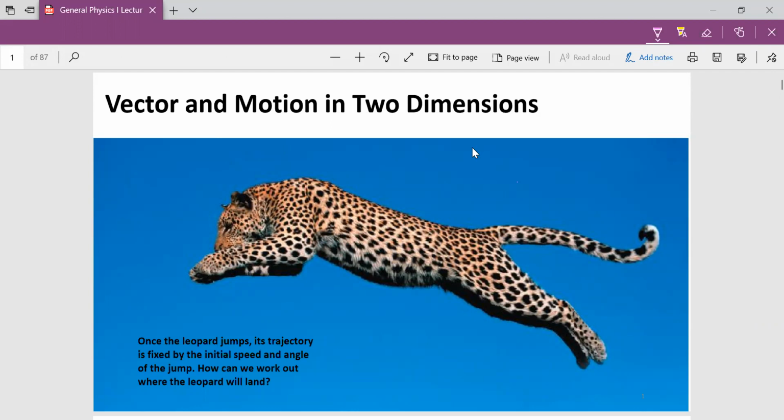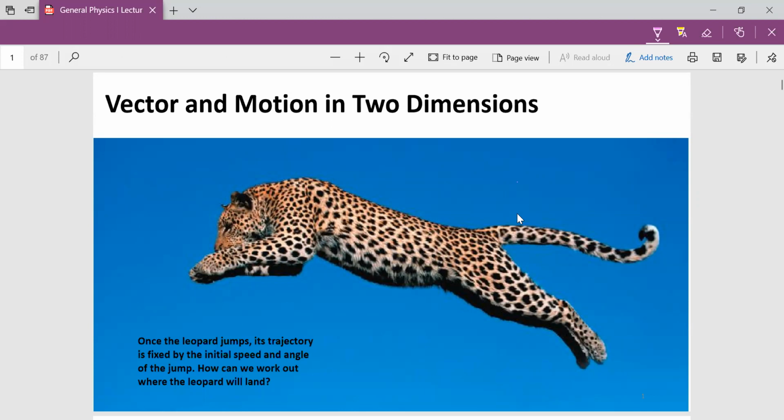Okay, great. All right, so today is the beginning of our third week, and we'll be treating chapter three of our text. We'll be starting with the very first lecture today. And what we'll be looking at in this third week will be vectors and motion in two dimensions.